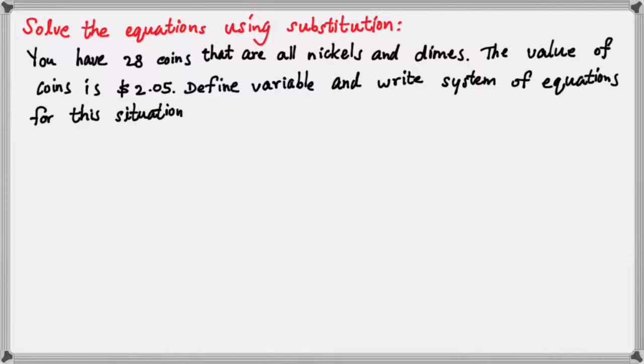Let's represent nickels with N and dimes with D. So you can write N plus D equals 28, correct? The question also says that the value of the coins is $2.05. What does that mean? That means the value of the nickels and dimes is $2.05.